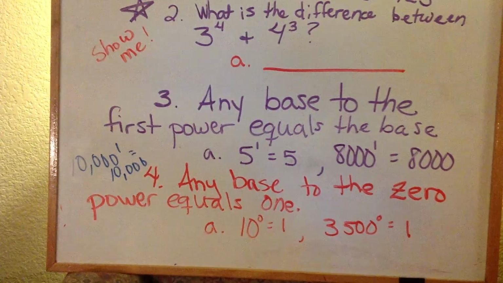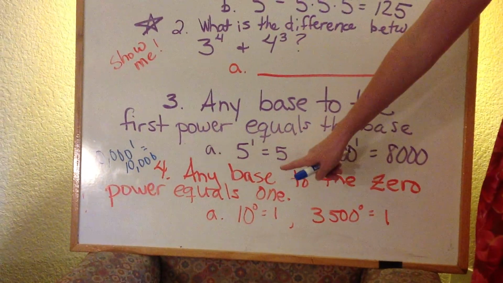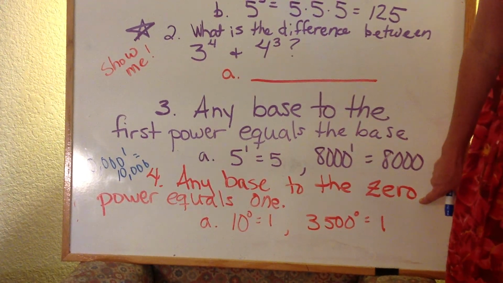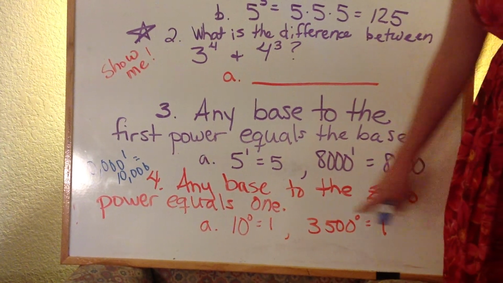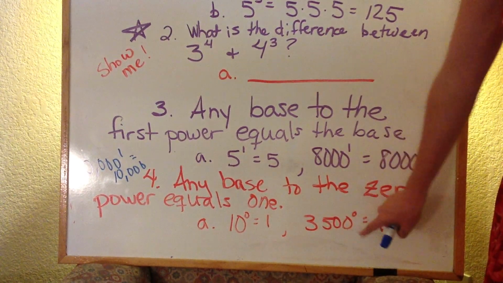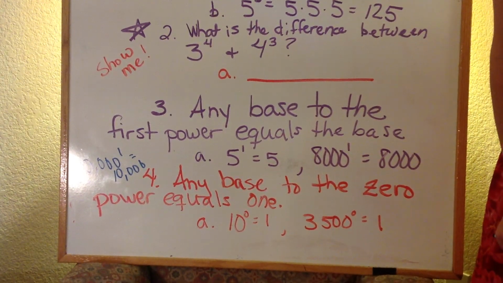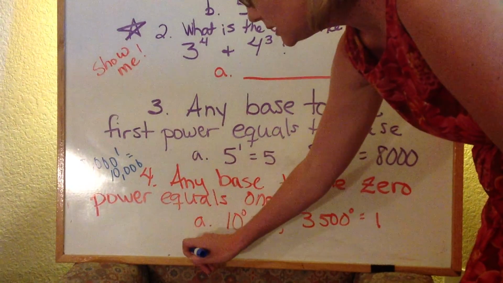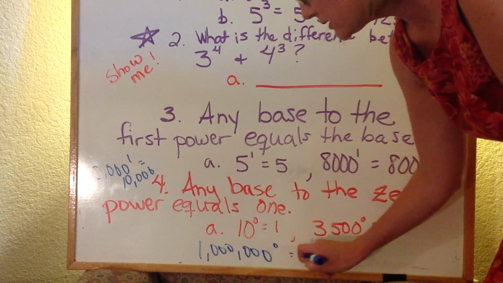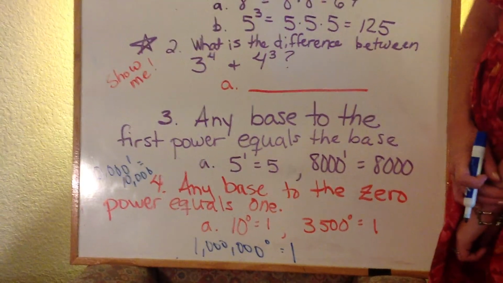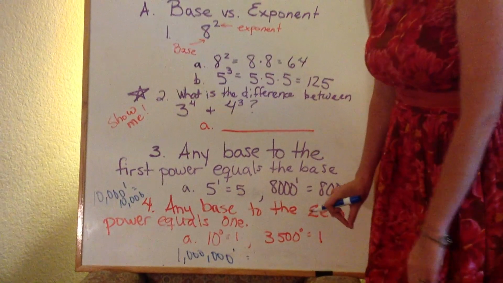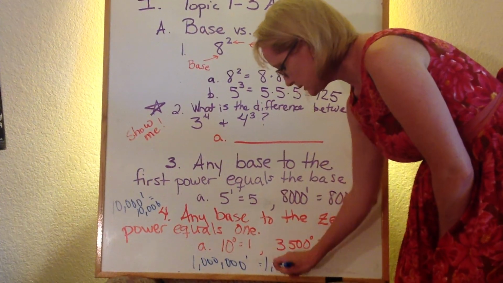Now here's the crazy one. Any base, so any number that's written to the 0 power equals 1, not 0. Example is 10 to the 0 power, that equals 1. 3,500 to the 0 power, that equals 1. What about a million? A million to the 0 power, that equals 1. What about a million to the 1st power? How much does that equal? Well, a million to the 1st power equals a million.